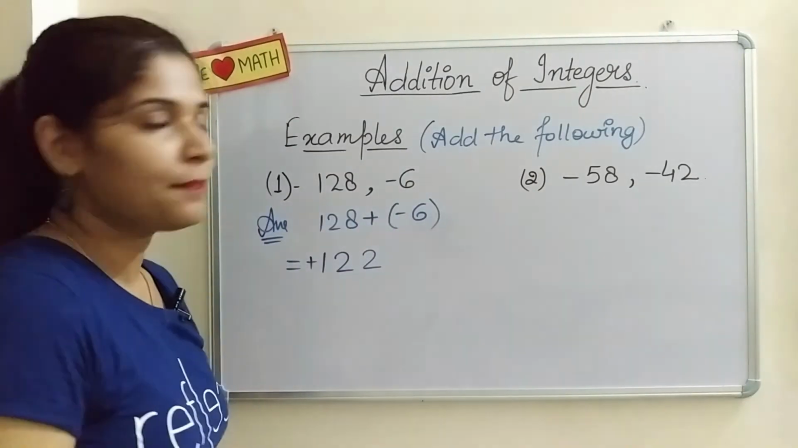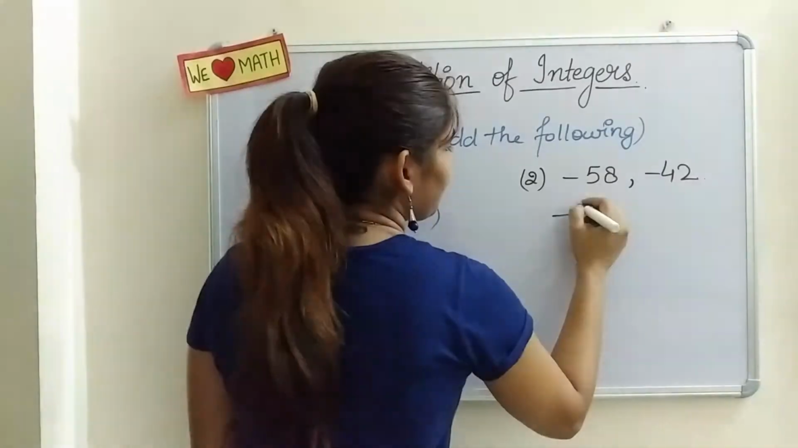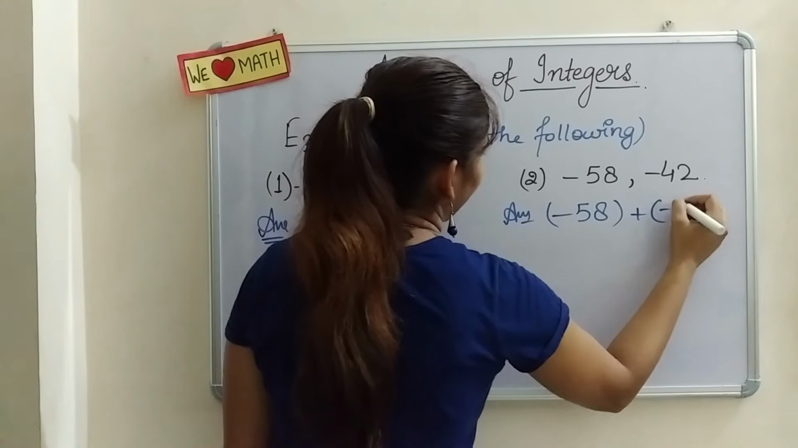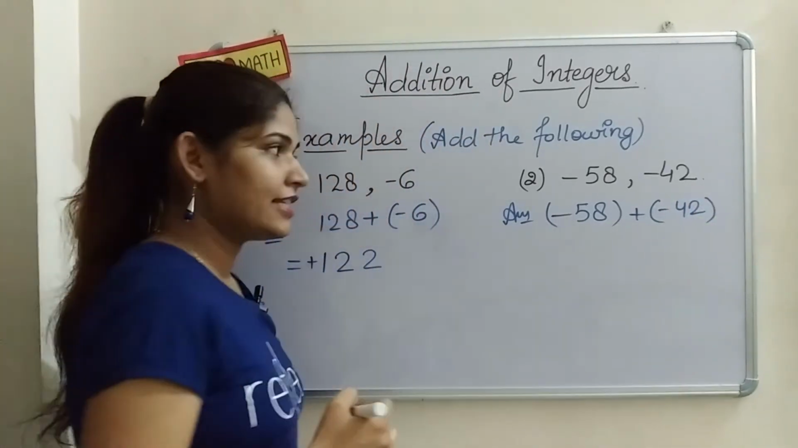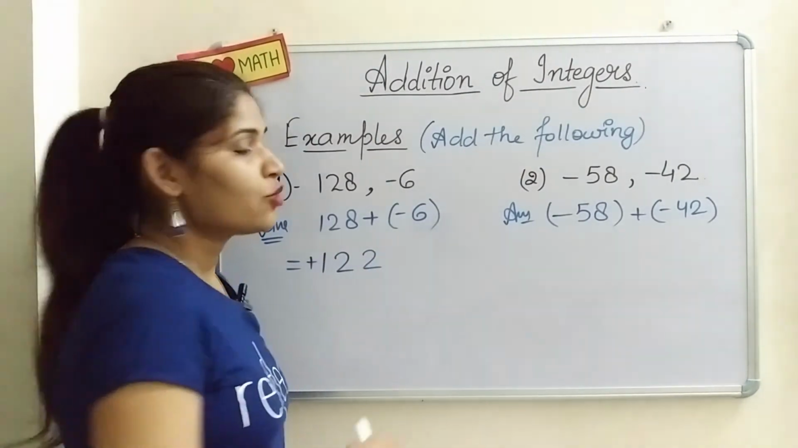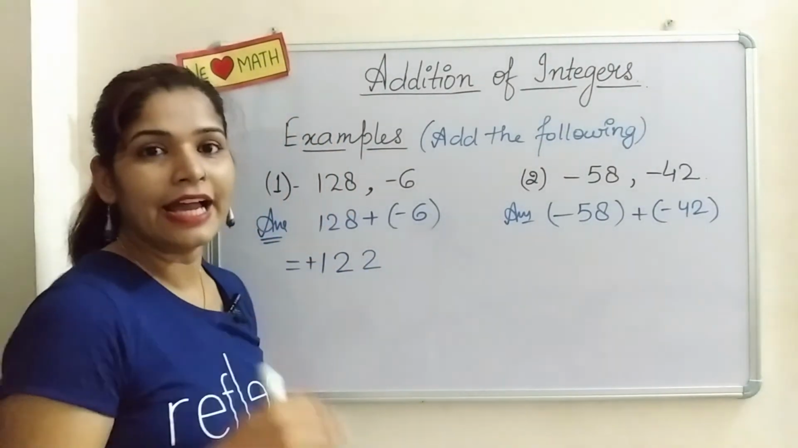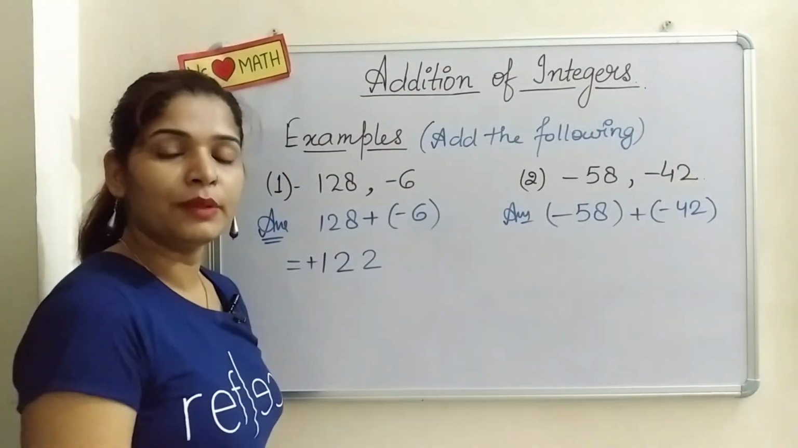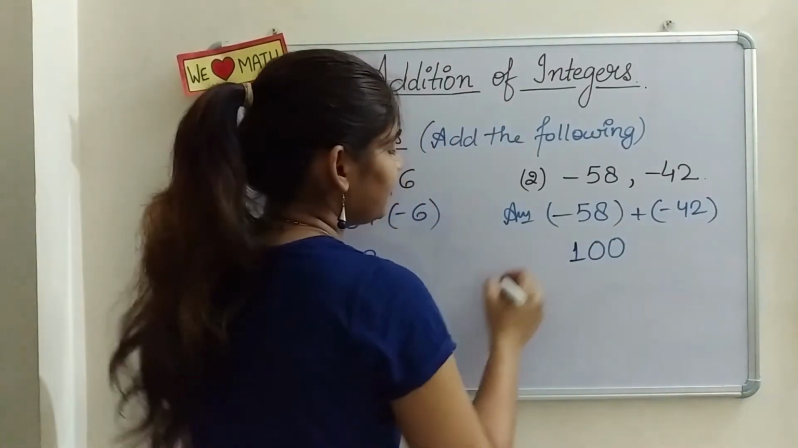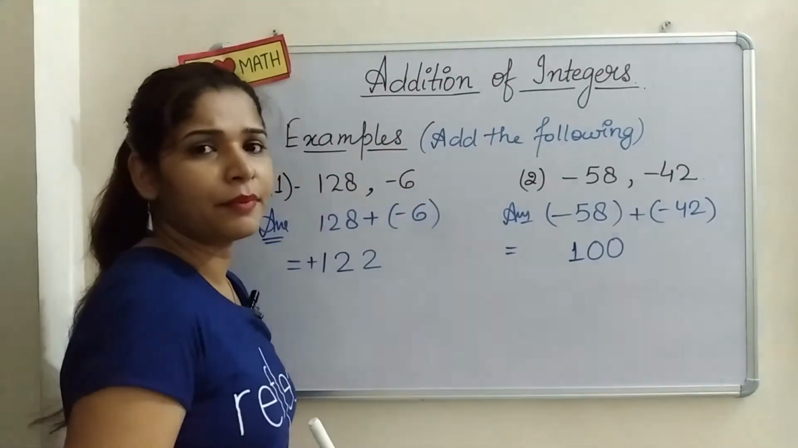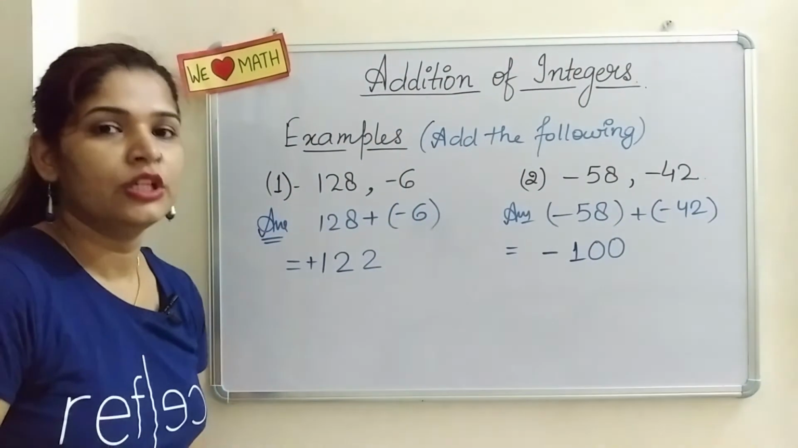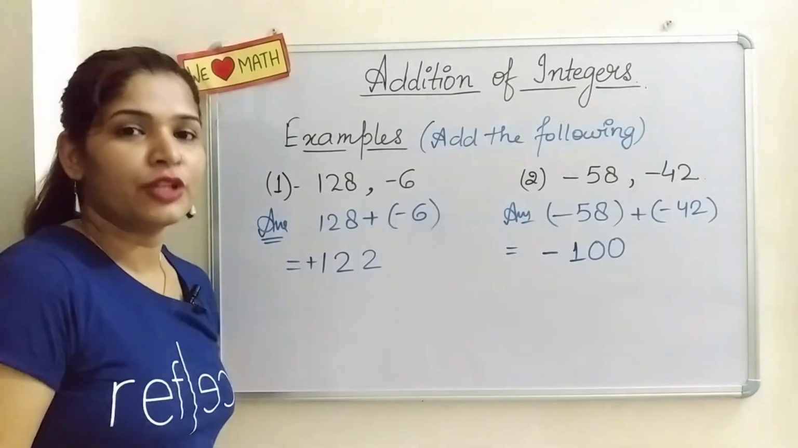Let us move to the next example. We have to add minus 58 plus minus 42. And what is the condition? This is the example of rule 1. Both have the same symbols, so we are going to add 58 and 42, which will be 100. So the answer is 100, but is the answer positive or negative? Negative, because both the numbers have negative value. Okay children, let us quickly move to the next examples.